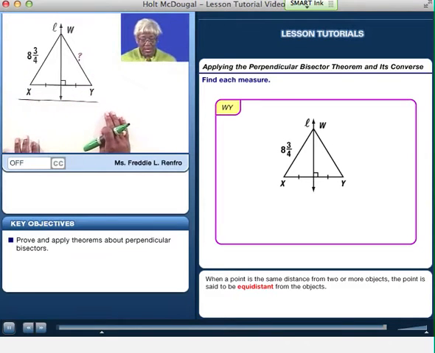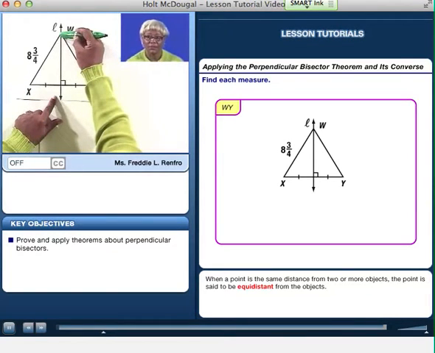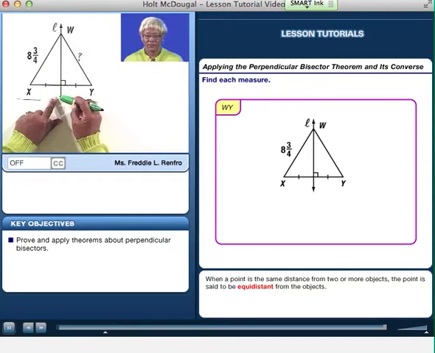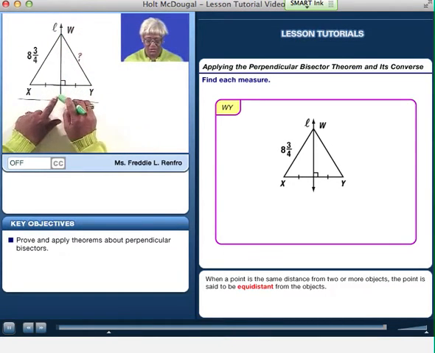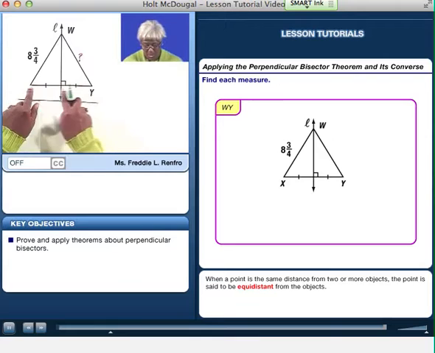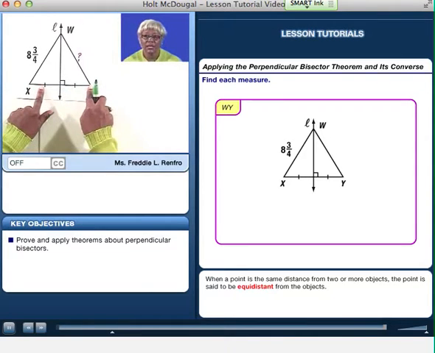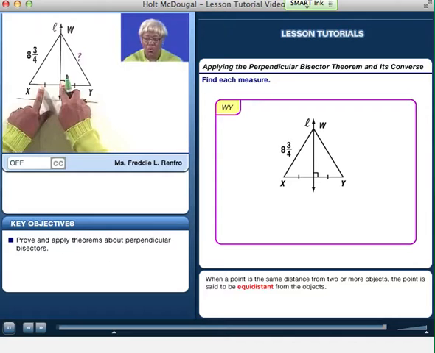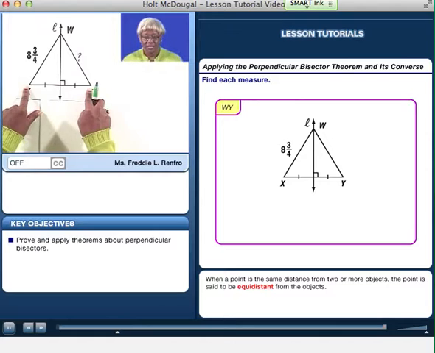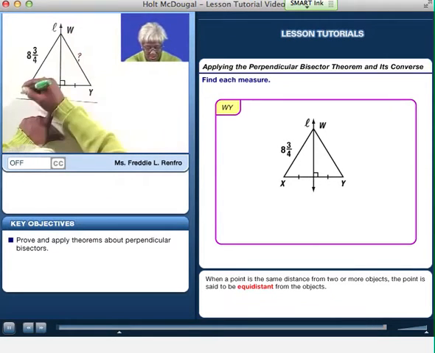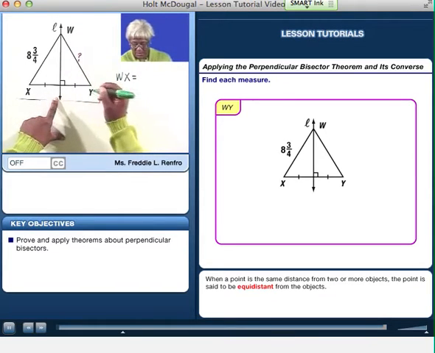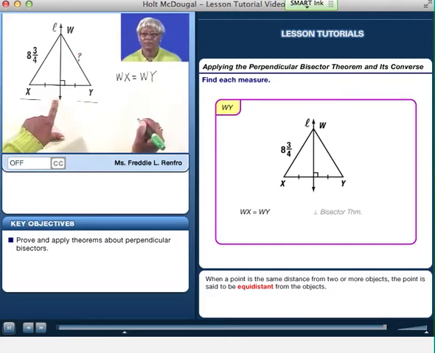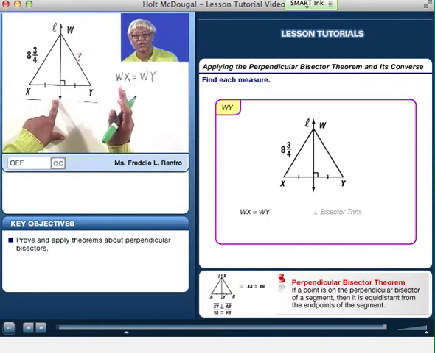Okay. We have point W, which lies on line L. Point W is a point on the perpendicular bisector of a segment. How do I know? Because these two segments are equal, and this line is also perpendicular to segment XY. Therefore, WX is equal to WY because of the perpendicular bisector theorem.